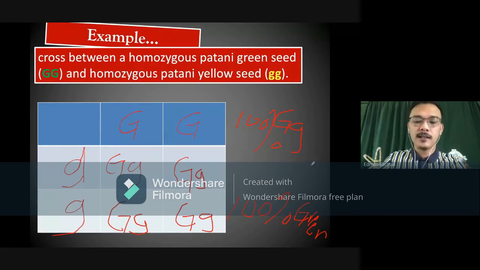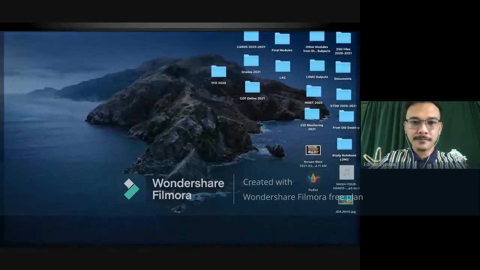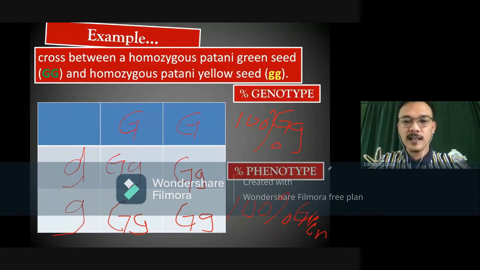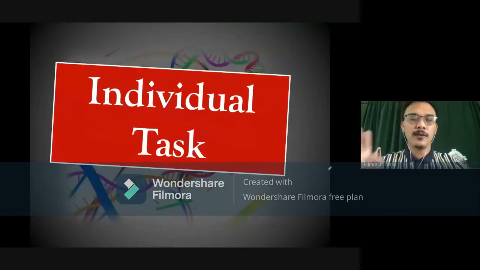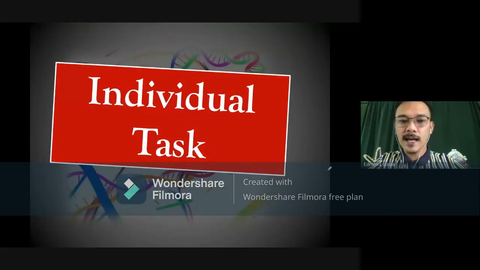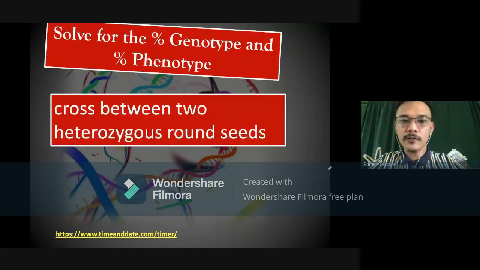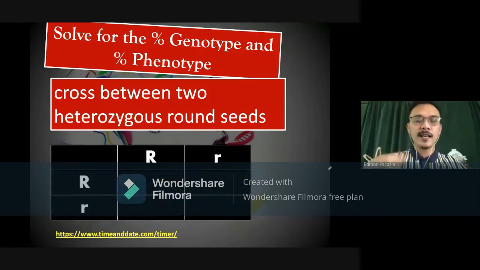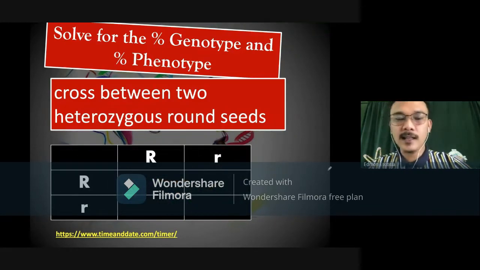It's not really that hard, and I hope you're able to get it regardless of my penmanship, since I'm using the mouse and I'm having problems with the pen. Anyway, let's now proceed. Again, this is the percentage genotype and the percentage phenotype. Now, this is for your individual task, and your task is to solve for the percentage genotype and the percentage phenotype. So you are going to cross. I have already assigned the alleles.